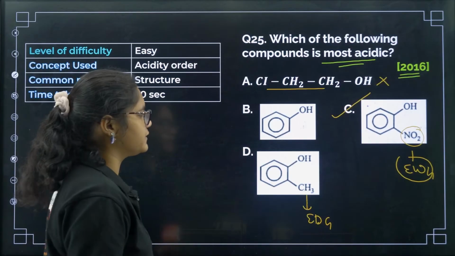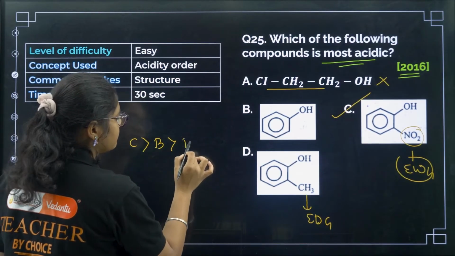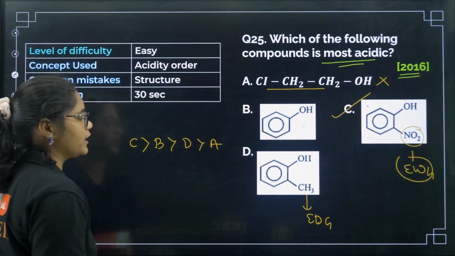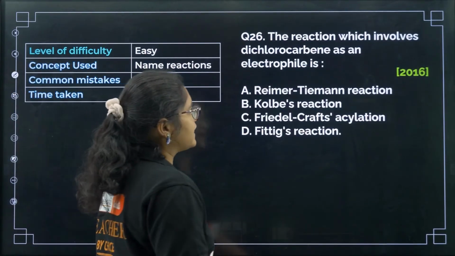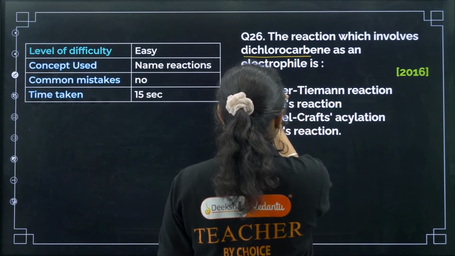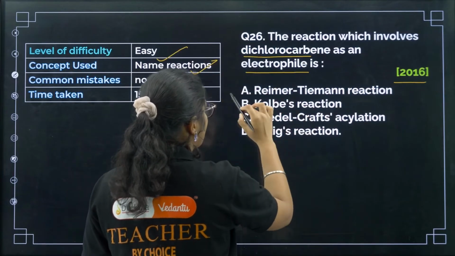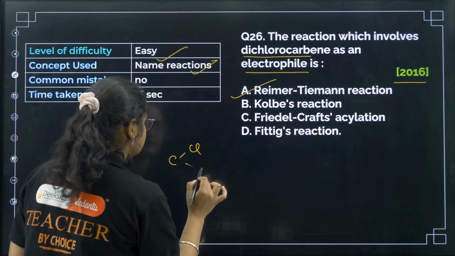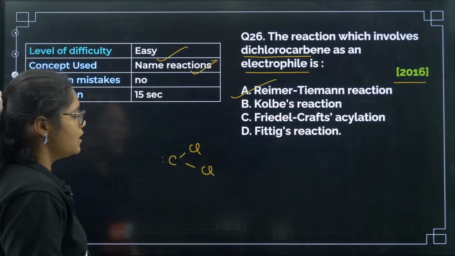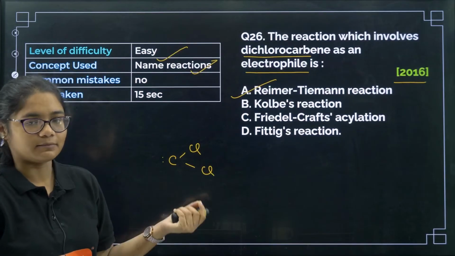But if you want to order them, first will be C, then B, then D, and then A. The order will be like this. Next question number 26, the reaction which involves dichlorocarbene as an electrophile. 2016 question, name reaction, super easy. Reimer-Tiemann reaction involves dichlorocarbene, that is CCl2. This is the electrophile that is produced in the Reimer-Tiemann reaction.